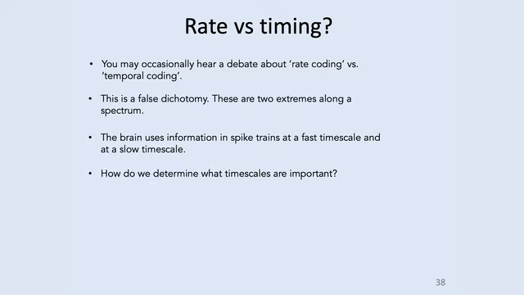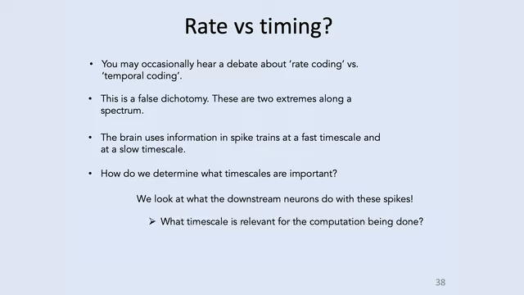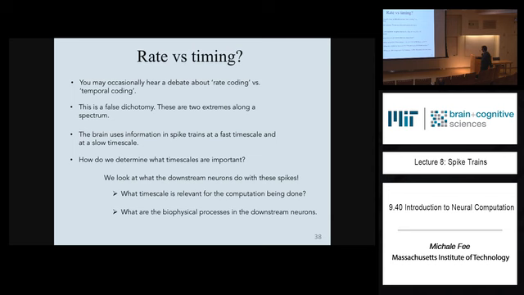And how do we know what timescales are important for the brain? The answer to that question really comes from understanding the way spike trains are read out by the neurons that they project to. What timescale is relevant for the computation that's being done in the system that you're studying? What are the biophysical mechanisms that those spikes act on? If you understand these questions, then that's the appropriate level of analysis to think about how spike trains are important for sensory coding and for motor behavior.